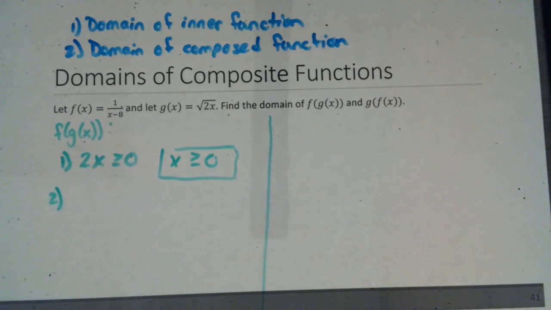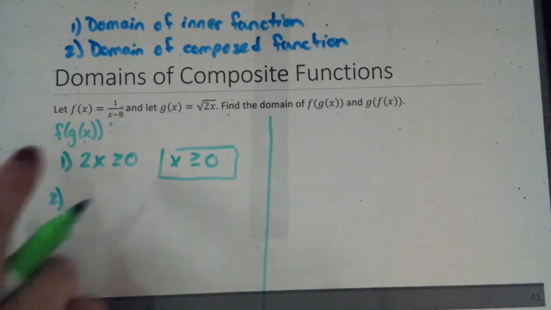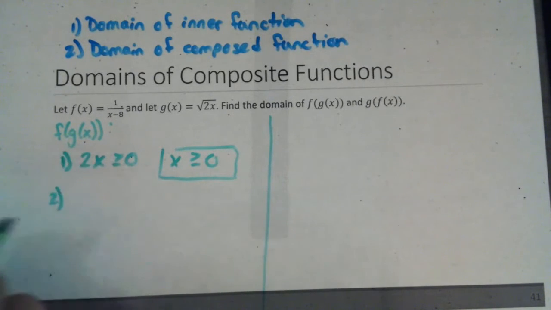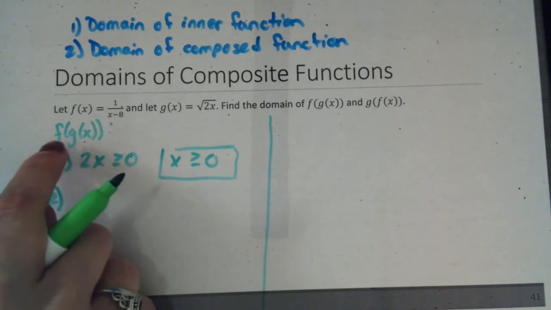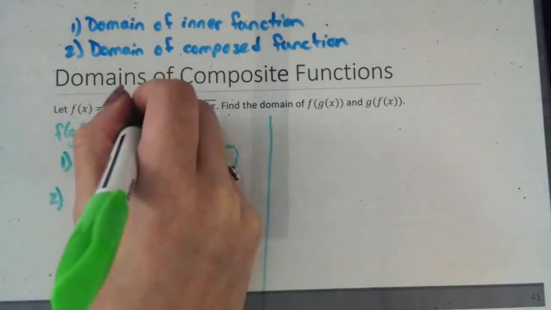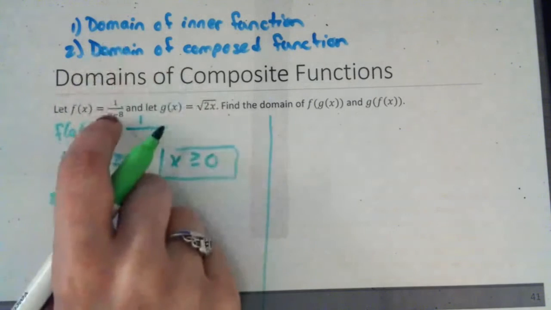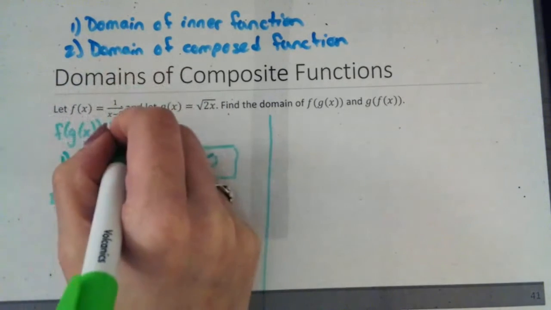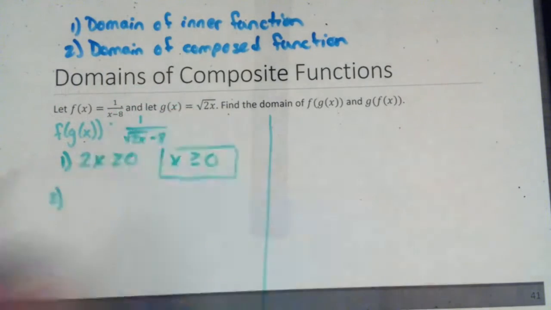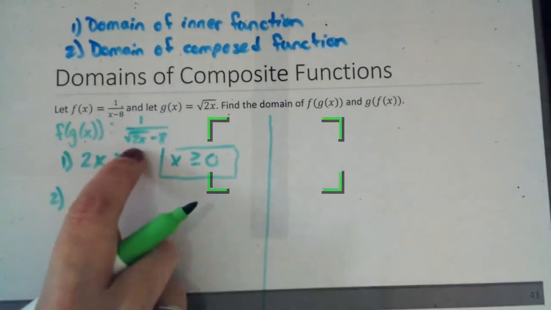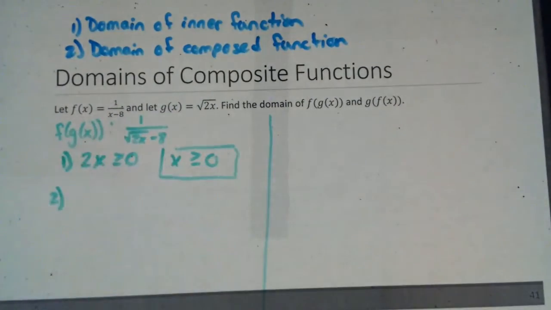Next up, I need to look at the domain of the composed function. So what is f of g of x? That's when we take g of x and plug it in where we see x in the function f. So that will look like 1 over, I see an x, so I replace it, the square root of 2x minus 8. So I replace the x with the square root of 2x, and then I subtract the 8.